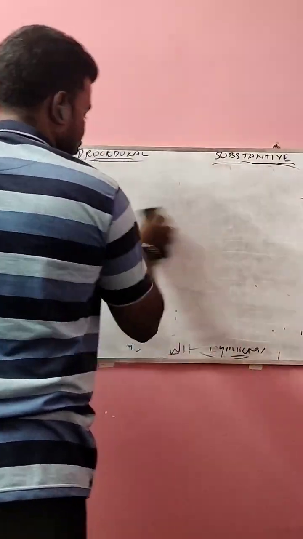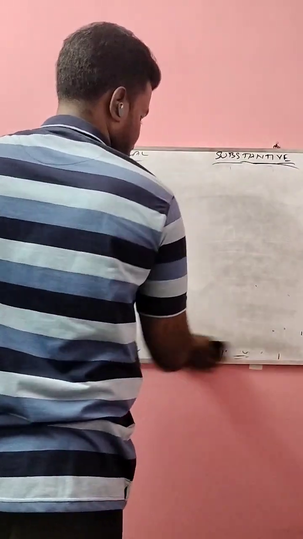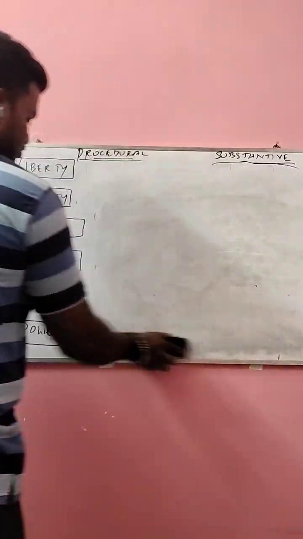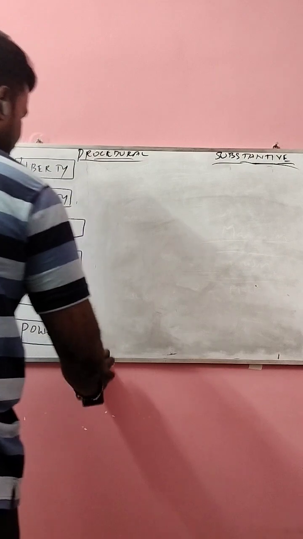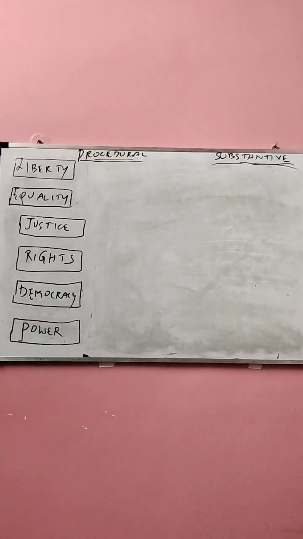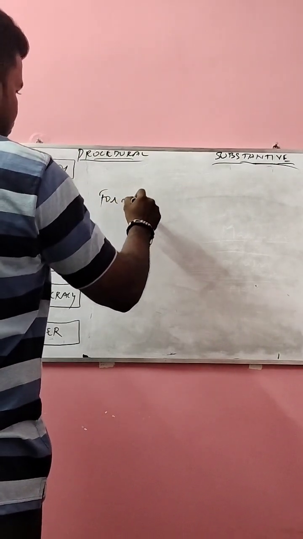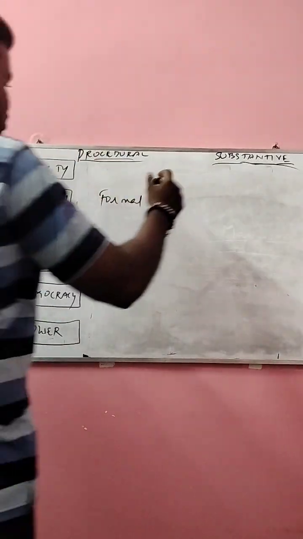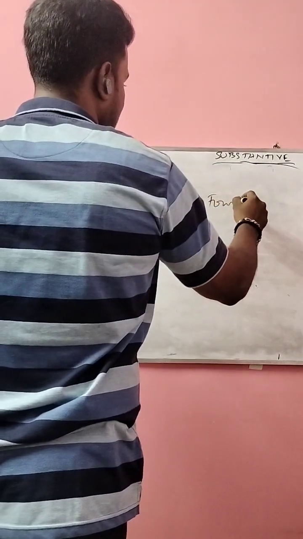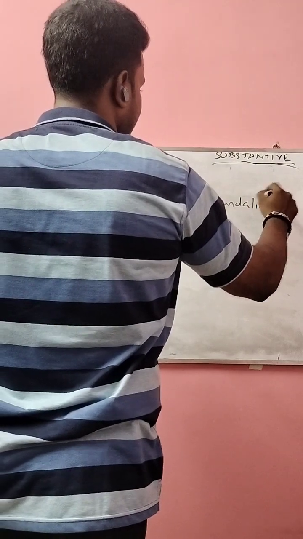I hope that you are now able to connect all these elements together and build a framework. Next is equality. Equality seen through procedural is called formal equality. Equality seen through substantive is called foundational equality.